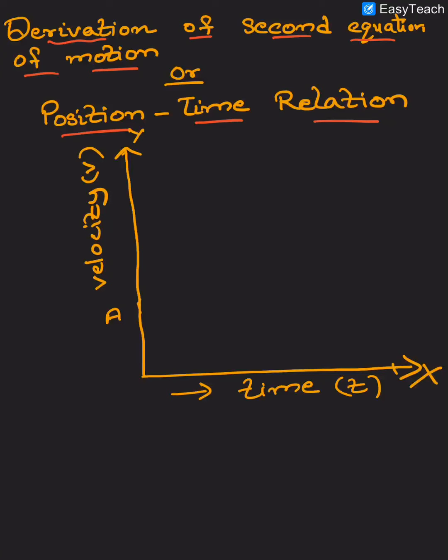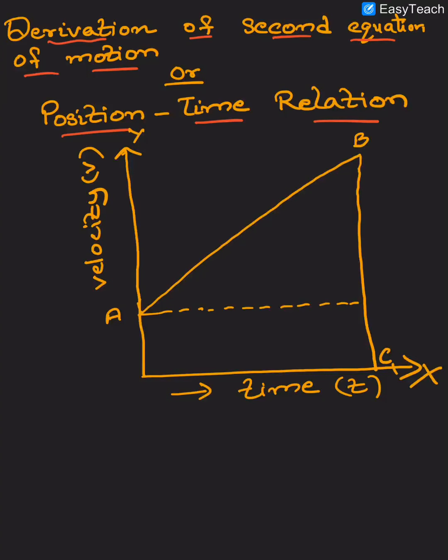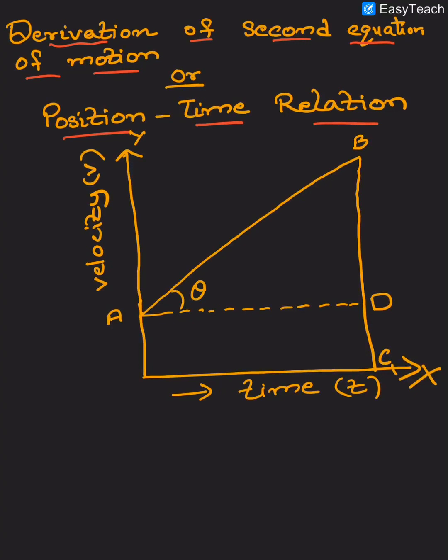Okay, so here we'll consider the same graph which you considered in the first and third ones. For all three equations of motion the graph remains the same. That is, the velocity-time graph you will draw. Consider the body starts from point A, goes up to point B. From B we draw a line here. This point we take as point C. From A we will draw this line. This is D. This is angle theta.